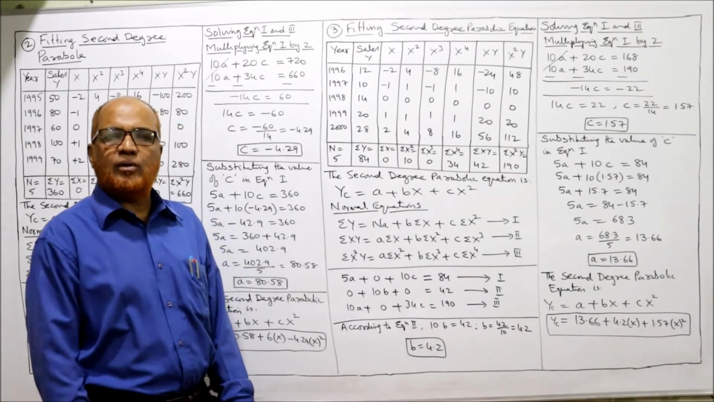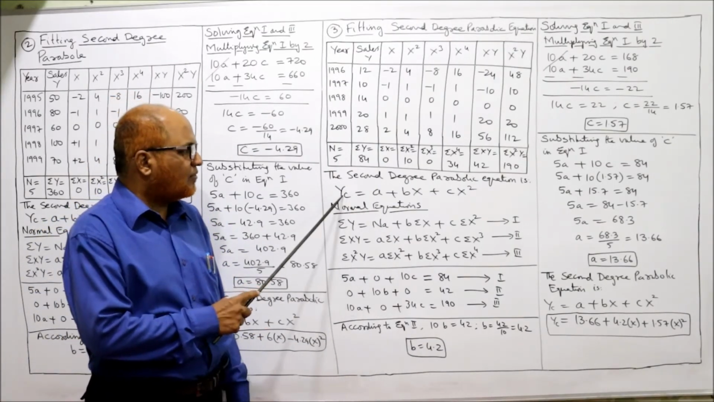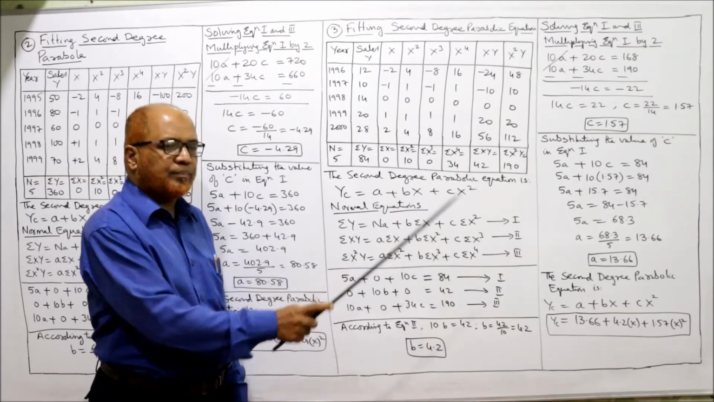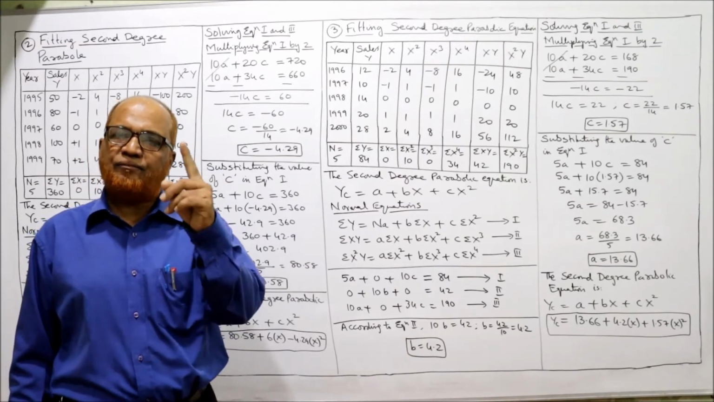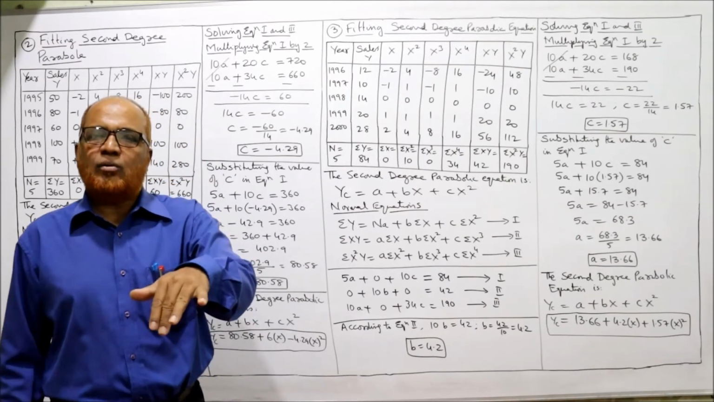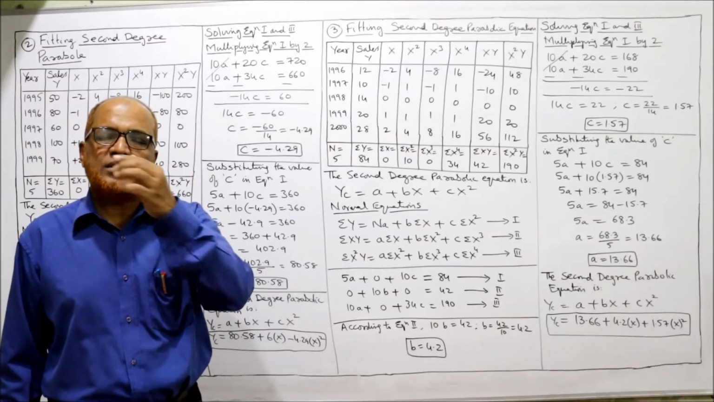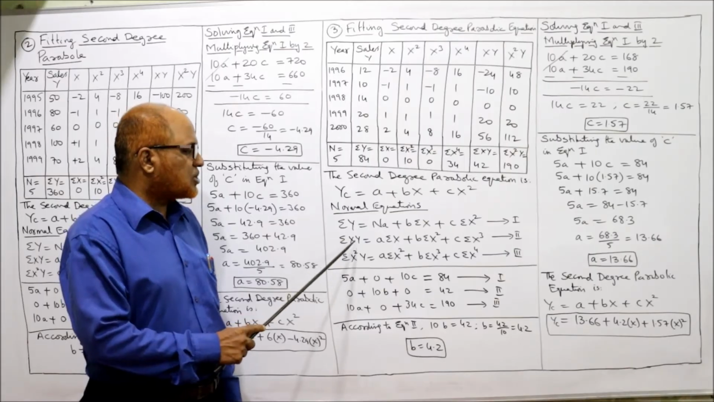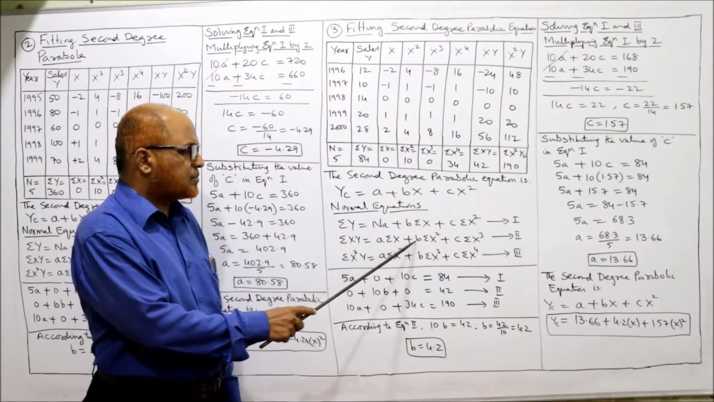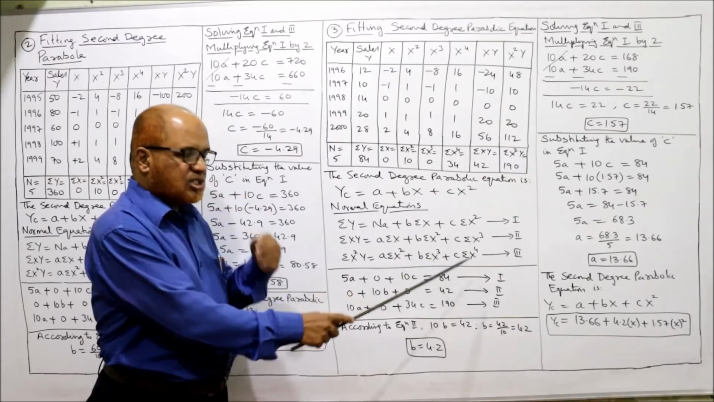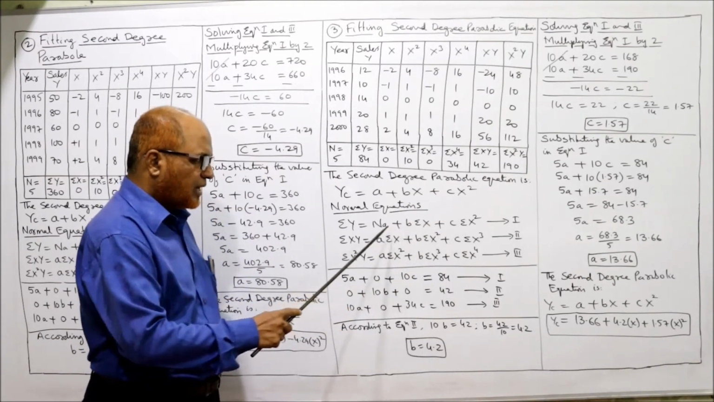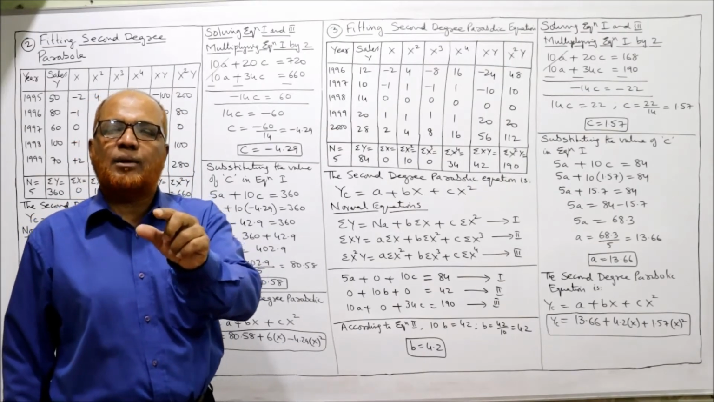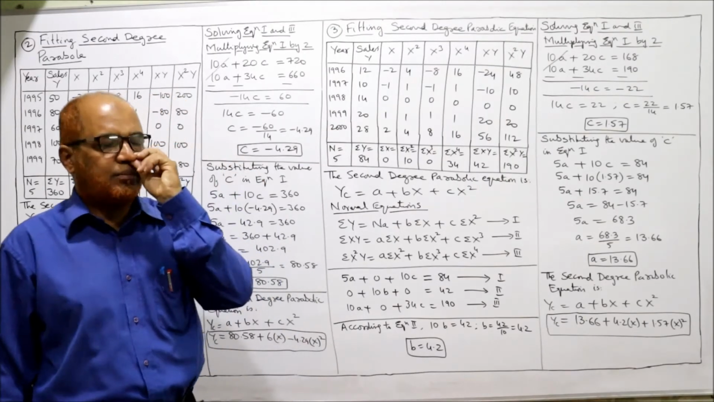Now we have to solve the normal equation. First normal equation, summation y is equal to na plus b summation x plus c summation x square. Easily we have calculated the first normal equation. Second normal equation, multiply the first normal equation by x. First normal equation will be multiplied by x. So summation xy is equal to a summation x plus b summation x square plus c summation x cube. The first equation is multiplied by x. Now third equation. The third normal equation we can get by multiplying the second equation by x.